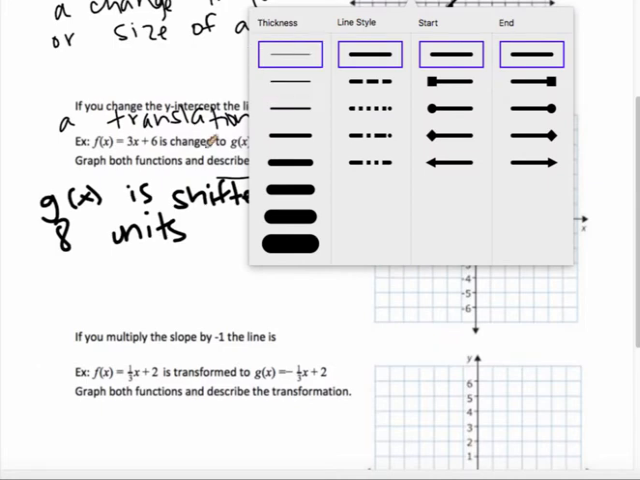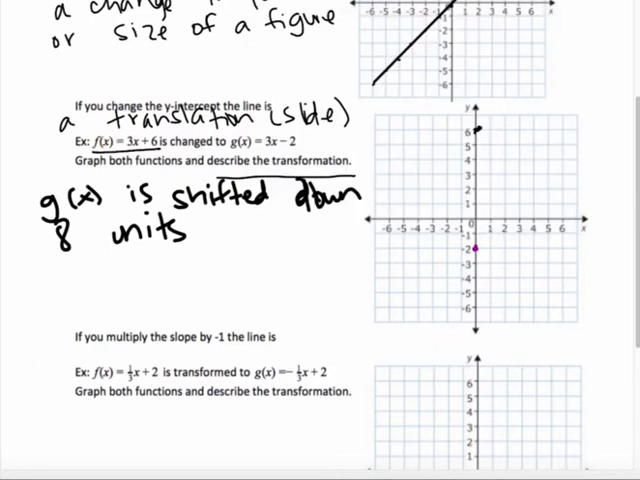All right, so let's graph f of x. I'm going to graph f of x in black. 3x plus 6. So I don't have room to go up 3 over 1, so I'm going to go down 3. 1, 2, 3 over 1.